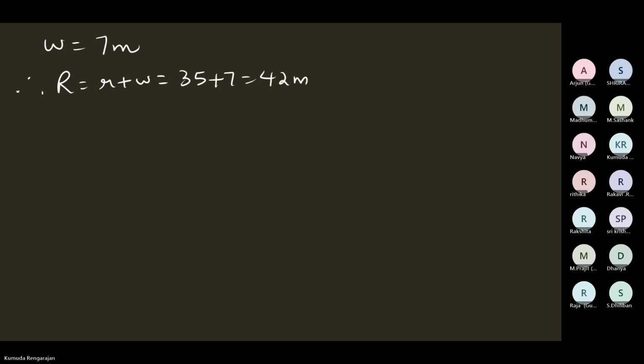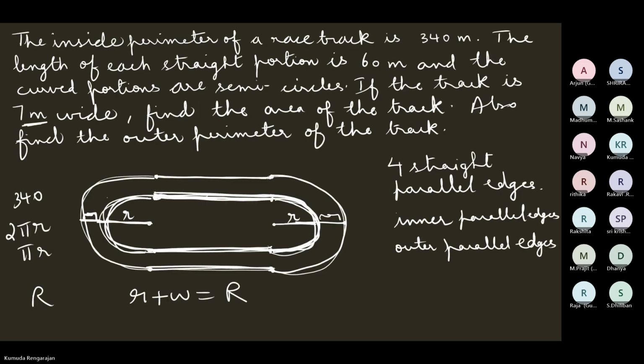Now we know the width. The width of the track is 7 meters. Therefore, capital R is equal to small r plus W, which is equal to 35 plus 7, 42 meters. So we found the radius of the inner semicircle and the outer semicircle. We use the inside perimeter, 340 meters, to find the inner radius, and the inner radius plus the width of the track gives us the outer radius.